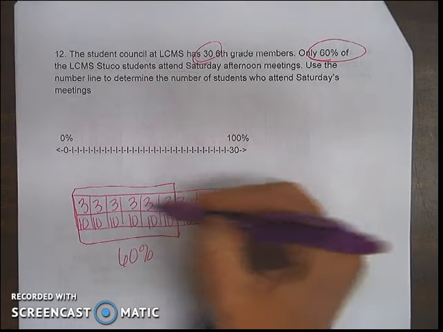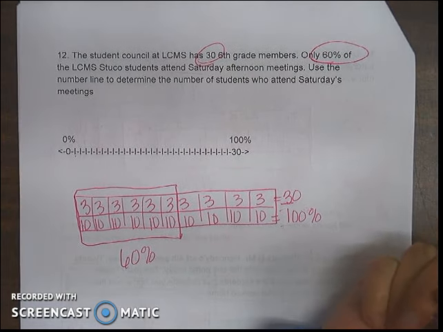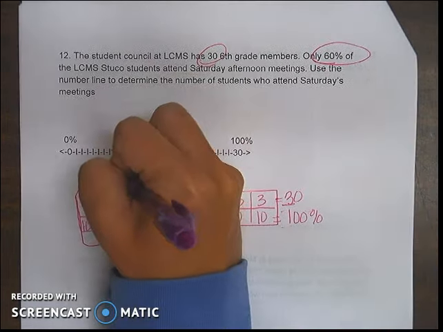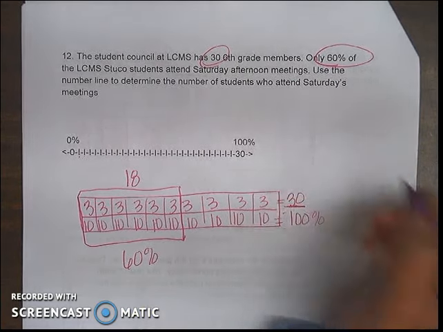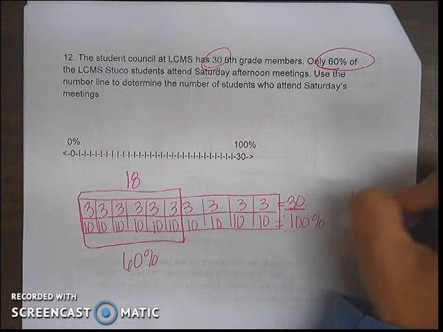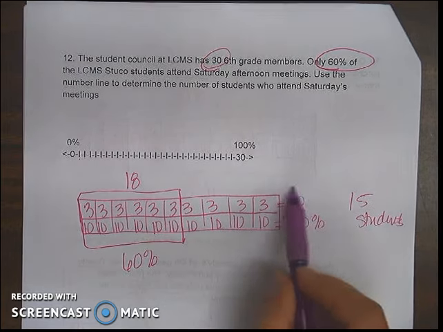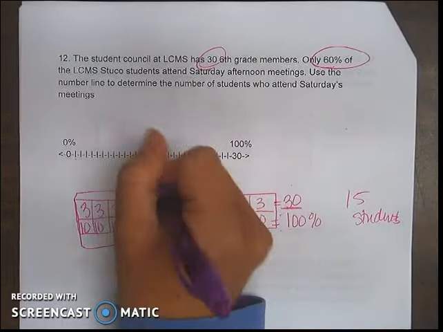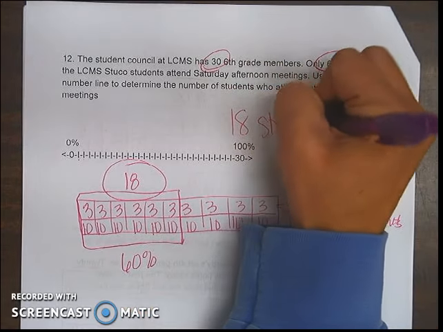Well, what is 3 times 6? 1, 2, 3, 4, 5, 6. What's 3 times 6? 18? Now, does it make sense that my number is higher than 50%? Yeah, 50% would be 15 students, would be half, right? And look, I was looking for a little bit more than half. My answer was 18, so 18 students.